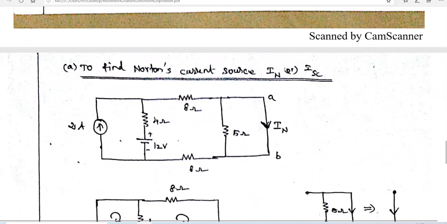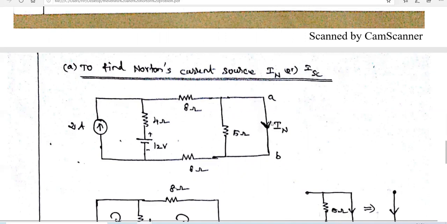So the first step we have to follow: during the calculation of this Norton's current source, across which terminal we are going to draw the equivalent diagram, those 2 terminals must be short circuited. In Thevenin's, during the calculation of Thevenin's voltage, the 2 terminals A and B must be open circuited. But in Norton's theorem, the terminals A and B must be short circuited. So you take one wire and short circuit this terminal A and B.